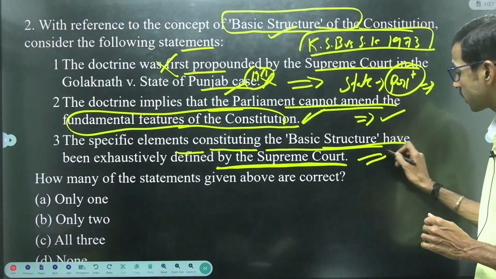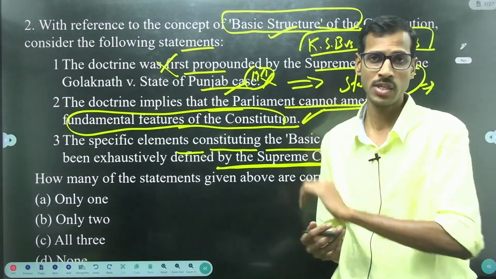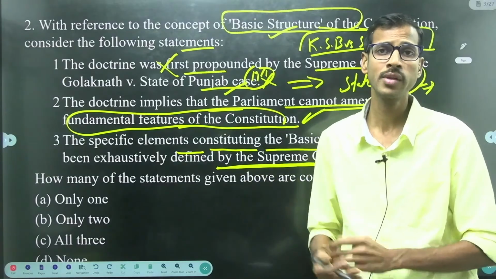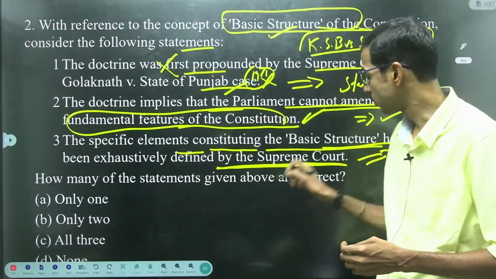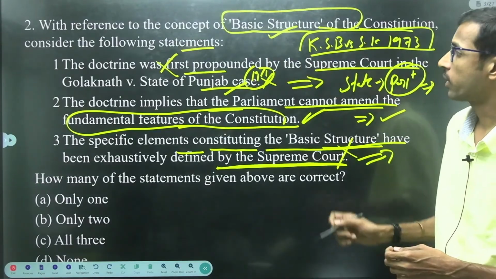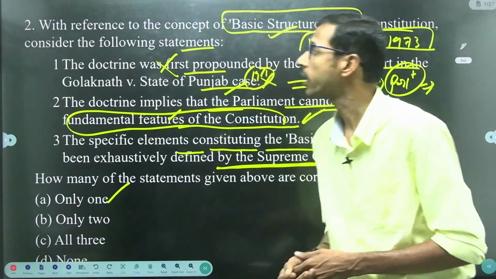Because it was not completely defined by the Supreme Court, they have only given some list, right? But based on the time or the situation, they can extend the list, right? So this is not correct. If you observe this, only the second statement is the correct answer, right?